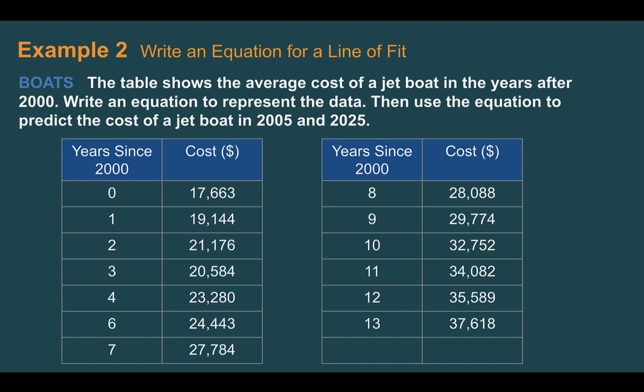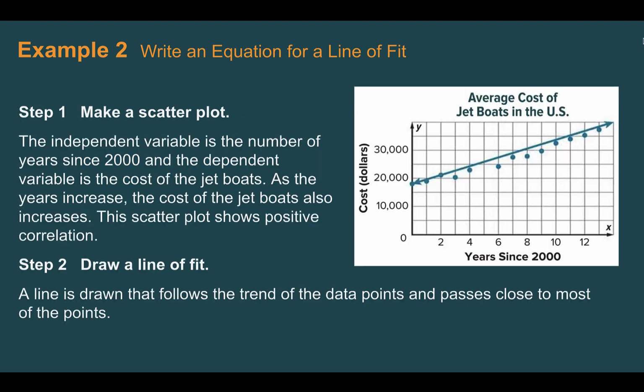So given our table, years since 2000, so 0 years, this means it's the year 2000. 1 year, this is the year 2001. 2002, and so on. We can see that the 5 is missing. So there's our 2005. We have to predict that value. And then 2025 would be 25 years. So we need to know at 25 years what that value should be. So to figure these values out, we got to follow our steps.